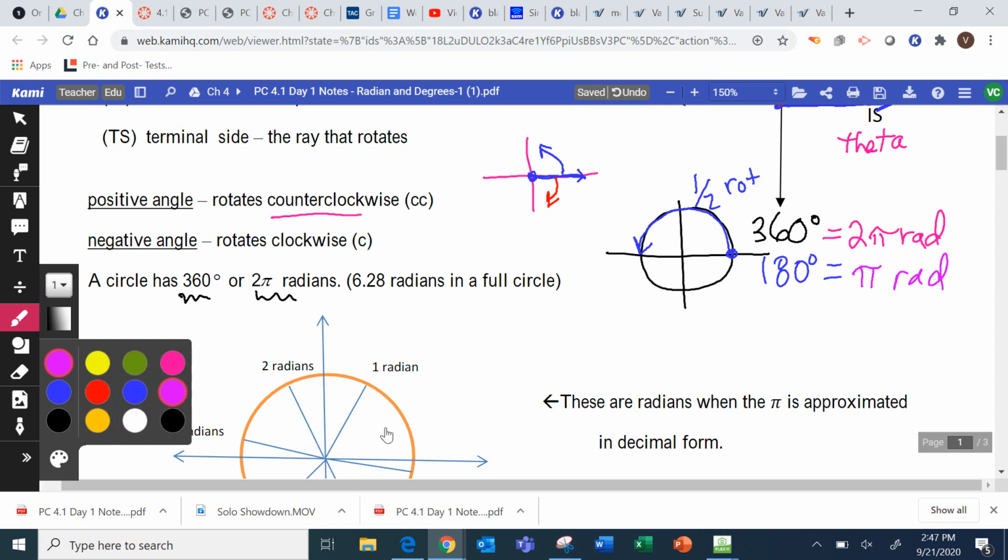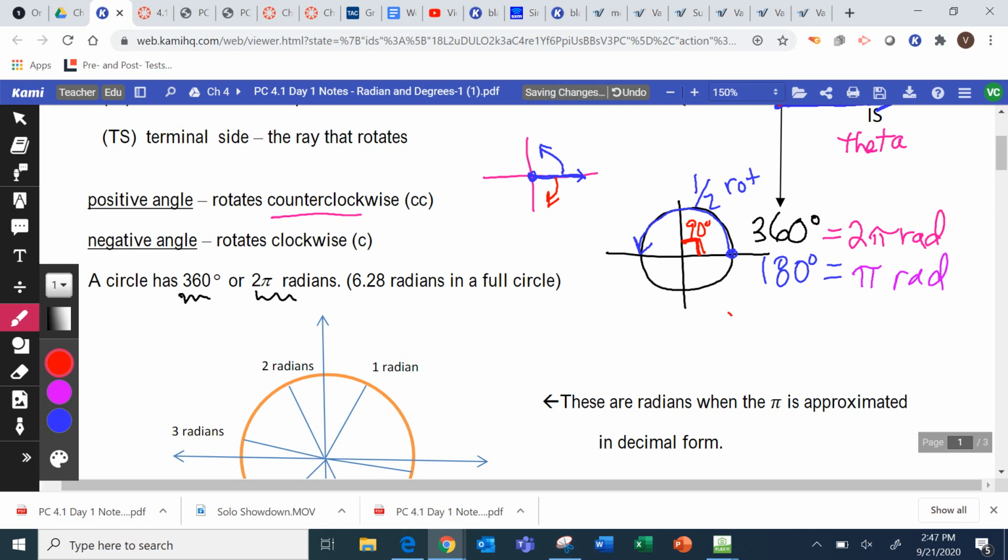If I wanted to just do a quarter, in degrees, that would be 90 degrees. In radians, that would be pi divided by 2, or a half pi, but we're not going to write it as half pi. We're going to write it as pi over 2. I'll tell you a little bit why in a moment.